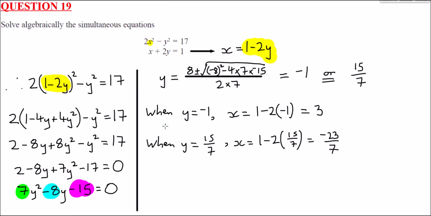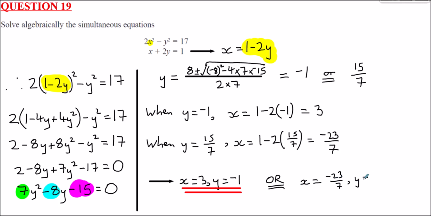So just to neaten this answer up, our solutions are, we can have x equal to 3, y equals minus 1, that's one solution pair, or we could have x equals minus 23 over 7 when y is 15 over 7.